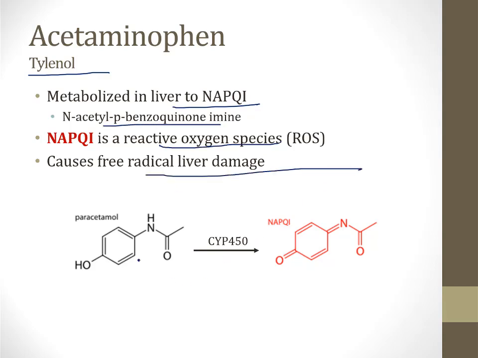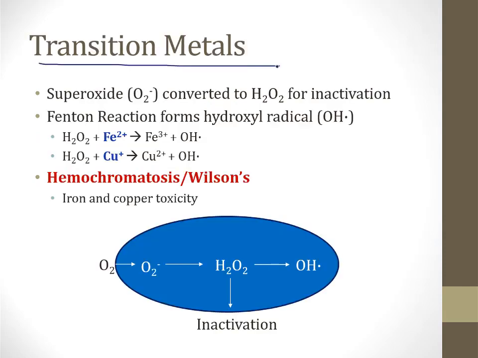NAPQI is a reactive oxygen species and it causes free radical damage in the liver. This is shown at the bottom of the screen. This is the structure of acetaminophen over here. It's also called paracetamol. The P450 enzymes metabolize it into NAPQI, which is a free radical, and that can damage cells in the liver. And that's why Tylenol is toxic to the liver if you take too high of a dose.